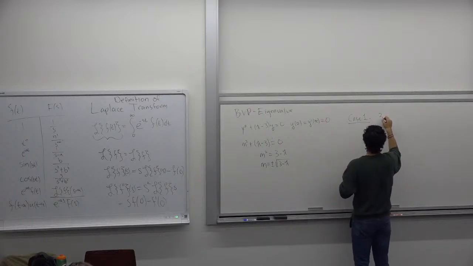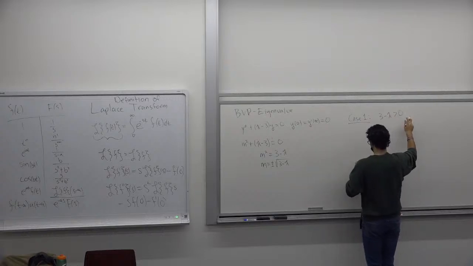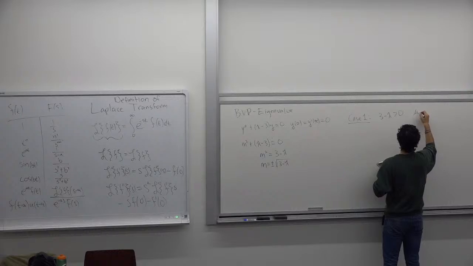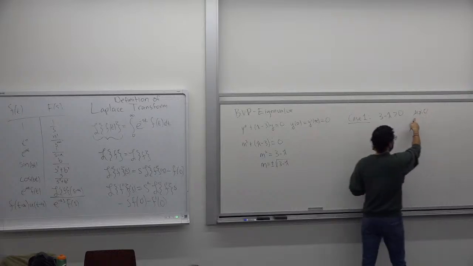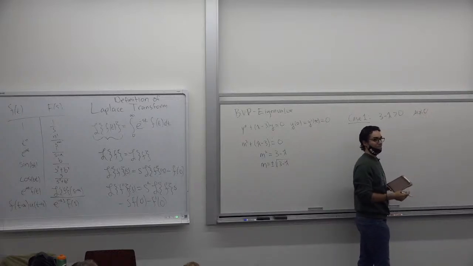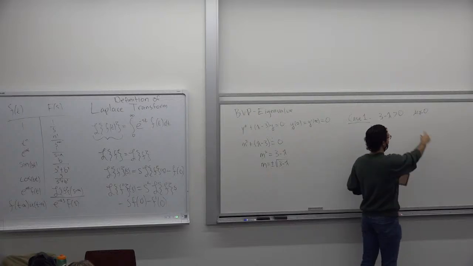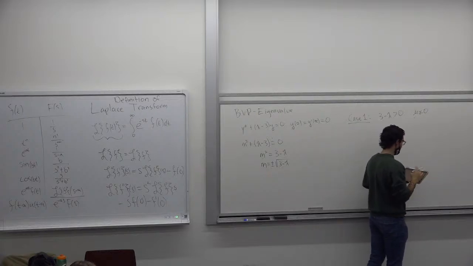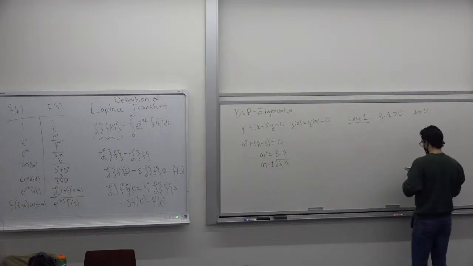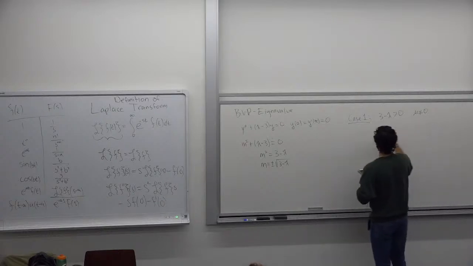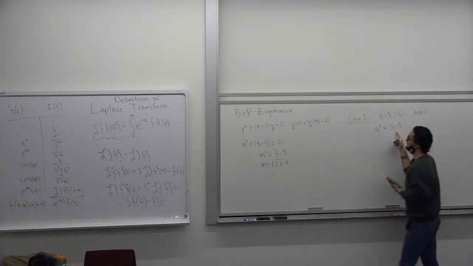We have 3 minus lambda is greater than 0. And we're just going to say mu cannot equal 0. Some people use alpha. I don't know if your professors use alpha or mu. I need to use mu. It's the same thing. So we're just going to set mu squared equal to 3 minus lambda, right?